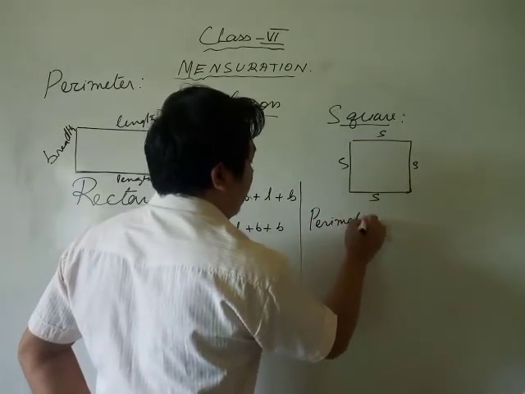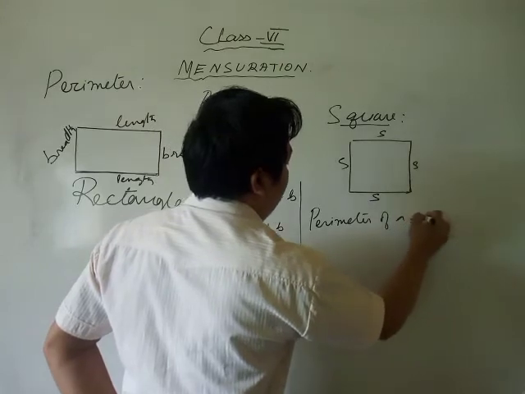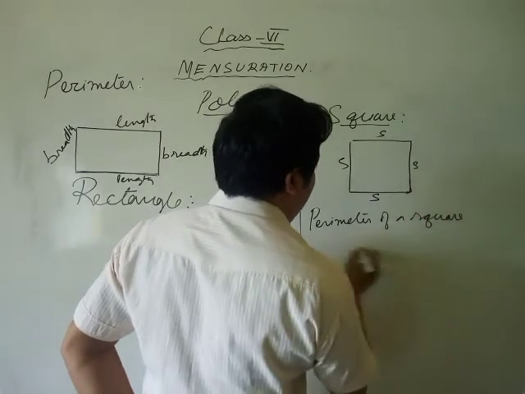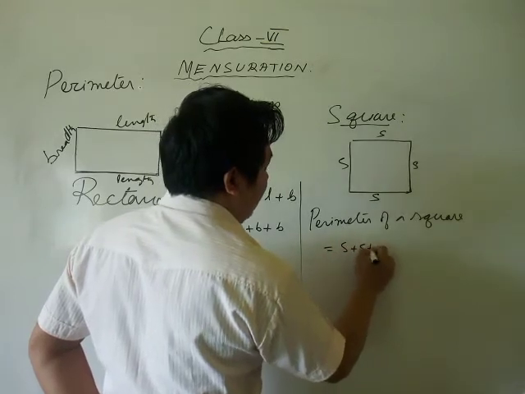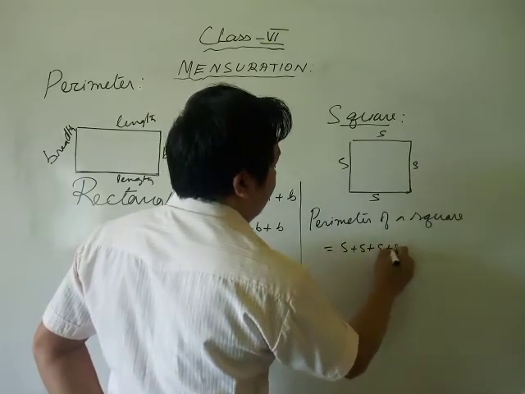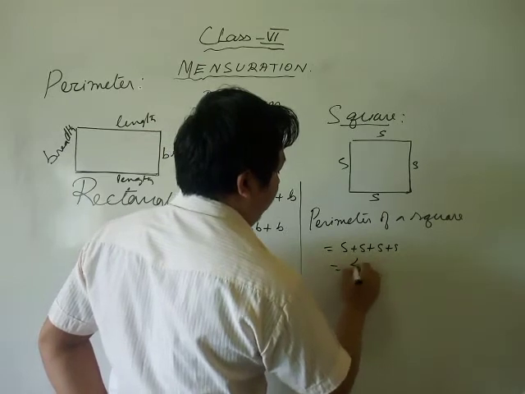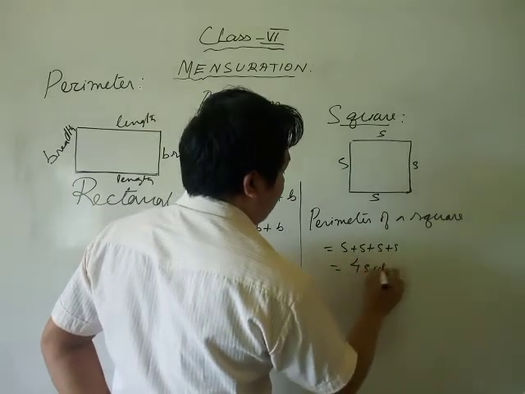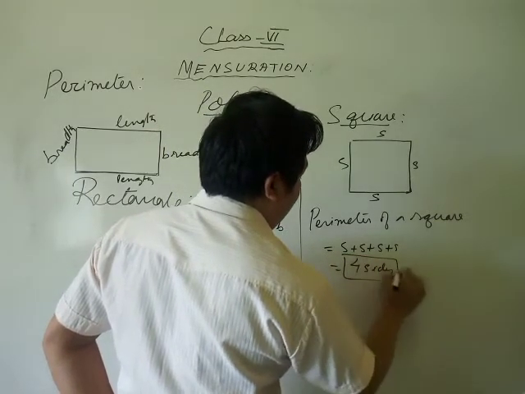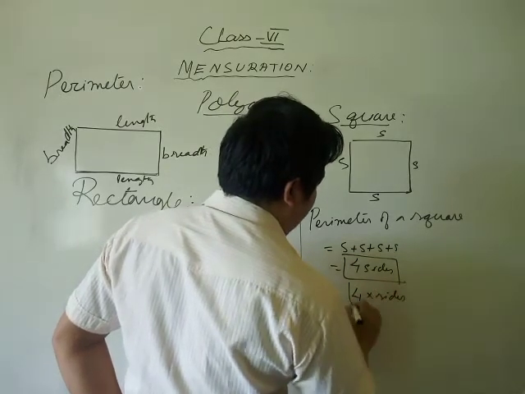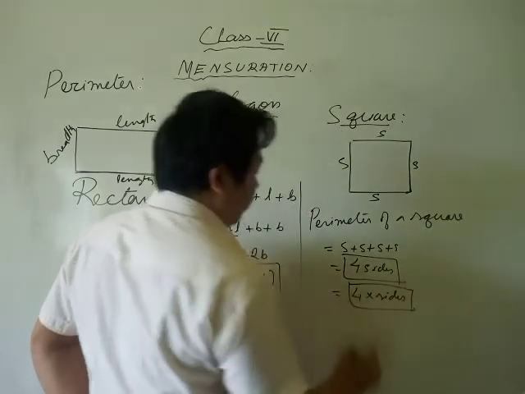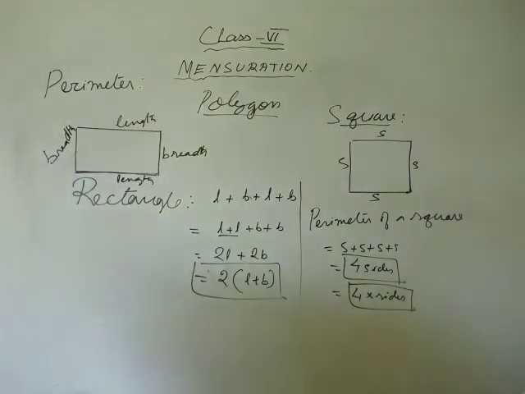The perimeter of a square, how much will it be? S plus S plus S plus S, that means 4S. 4 sides, 4 into side. This is the formula to find the perimeter of a square.